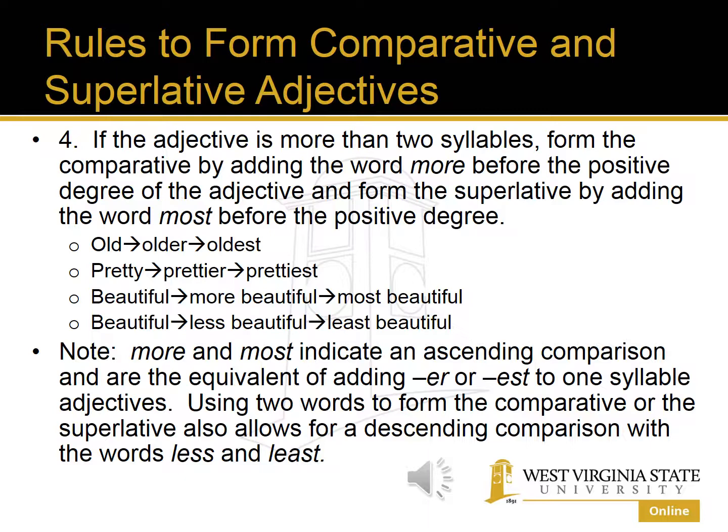And then, of course, those are all positive degrees. If I want to do a negative degree, instead of more, I use less, so less beautiful. And instead of most, for the negative degree, I use least beautiful. So that's how we have comparisons of both positives and negatives. Positive or ascending comparison is more and most, the equivalent of adding er or est to one-syllable adjectives, or the descending comparison is used with less and least.